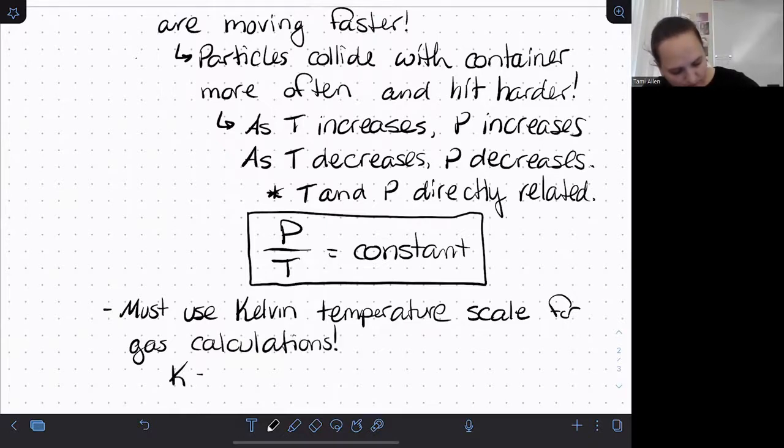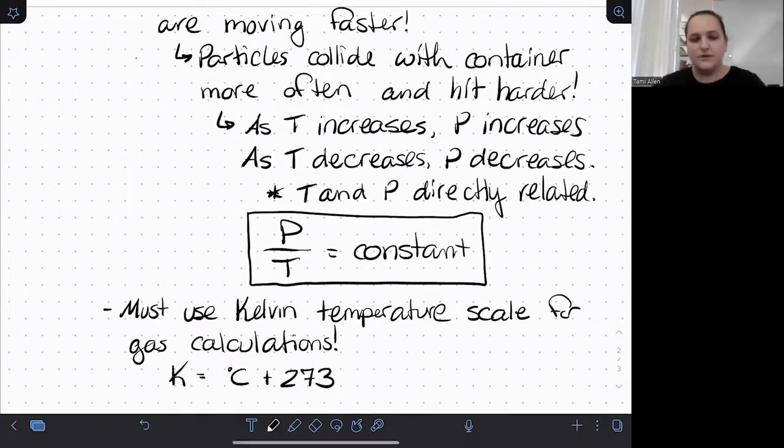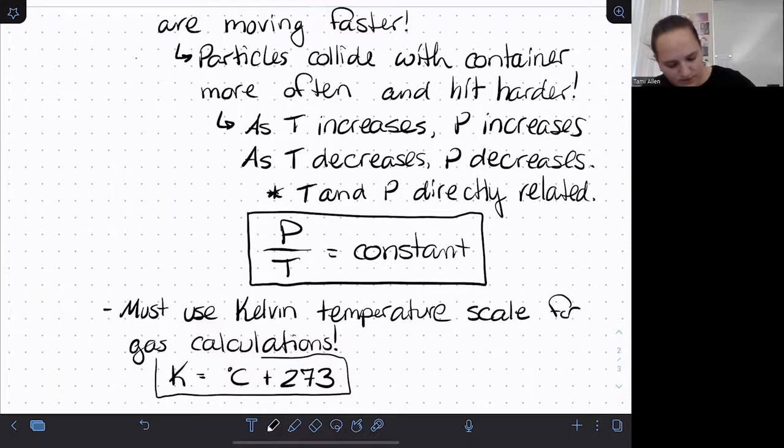So if you need to convert between Celsius and Kelvin, Kelvin temperature is just the Celsius temperature plus 273. So you will want to be comfortable with that conversion factor.